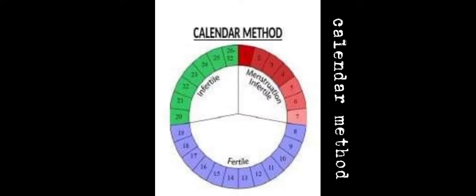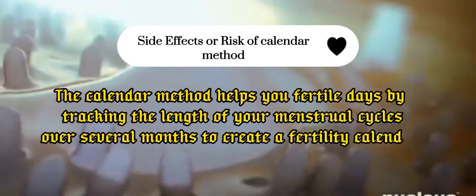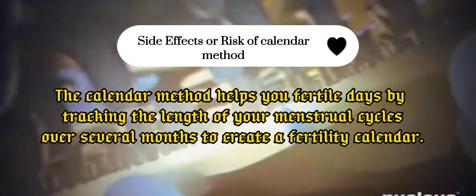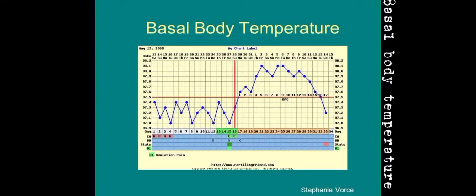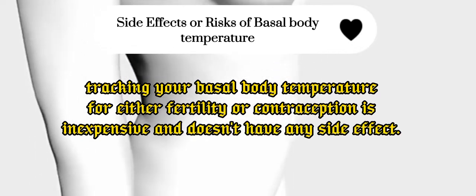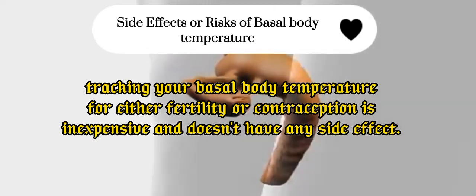Calendar method. The calendar method helps you identify fertile days by tracking the length of your menstrual cycles over several months to create a fertility calendar. Basal body temperature. Tracking your basal body temperature for either fertility or contraception is inexpensive and doesn't have any side effects.